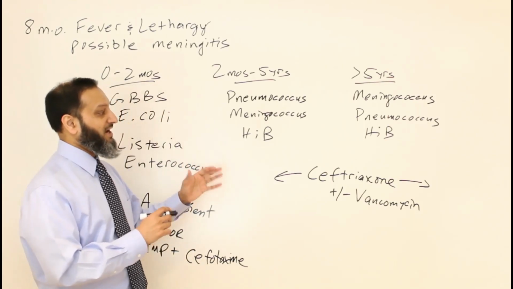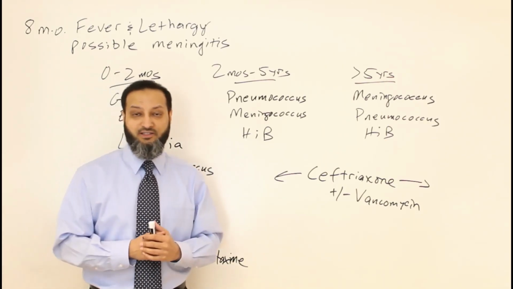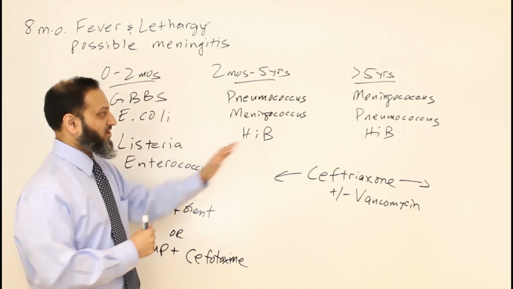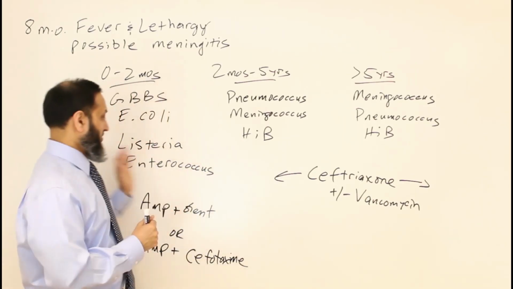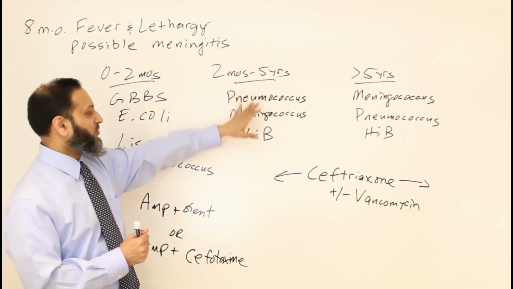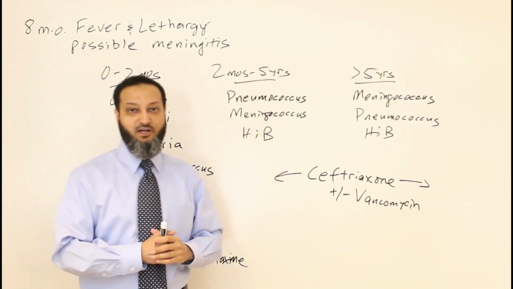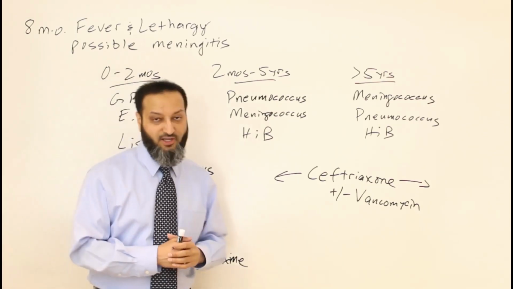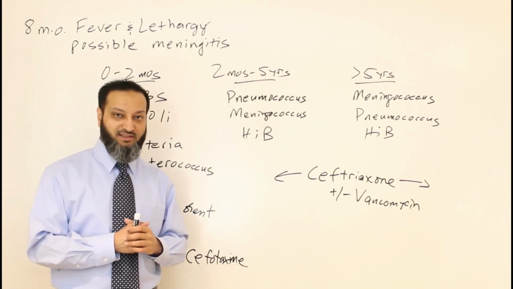So that's the first part that I wanted to cover in this case regarding this 8-month-old child with possible meningitis, to make sure we understand the organisms, first of all, for this child in this age group, but also the other age groups that you might be dealing with, and what are the organisms, and then what is the empiric antibiotic of choice that you're going to use at that point.